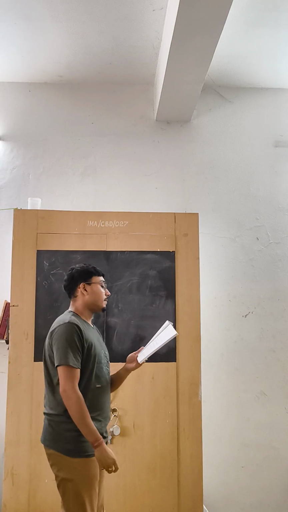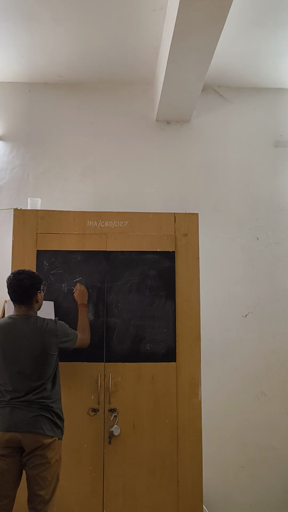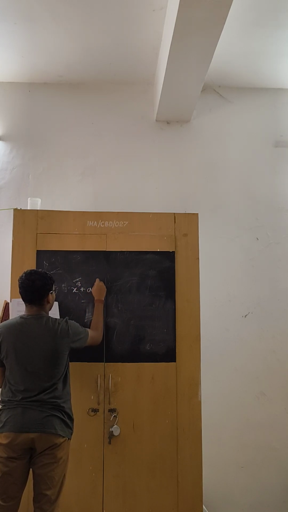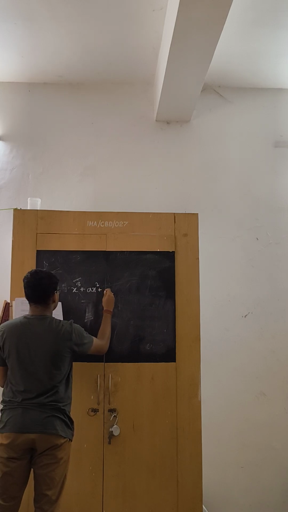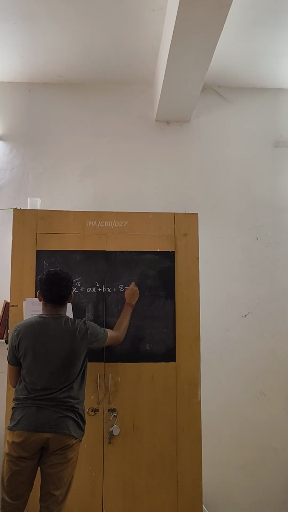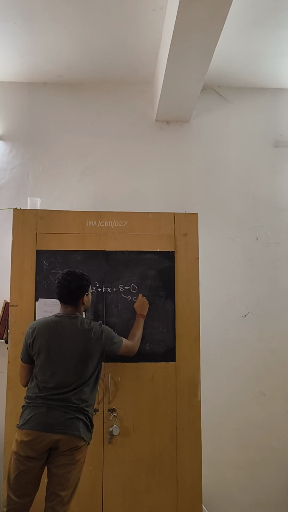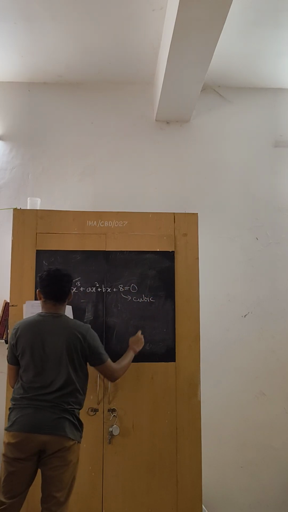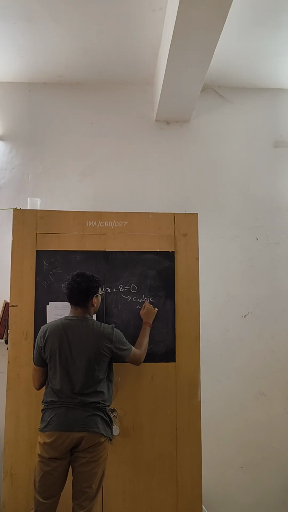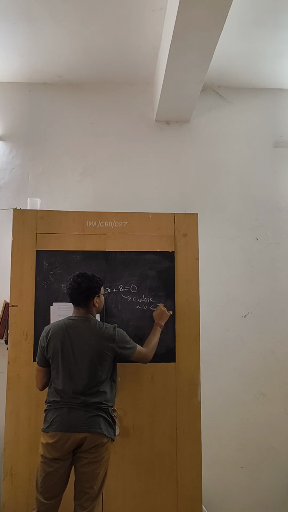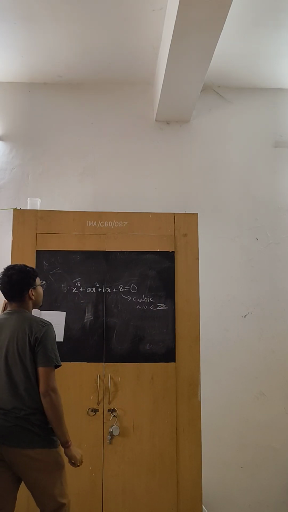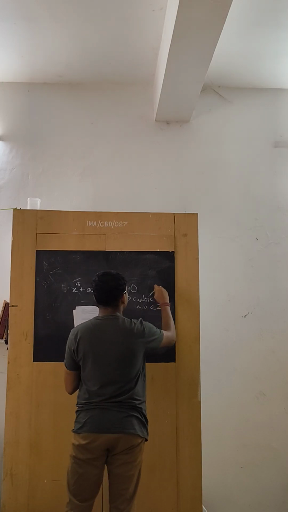Suppose an equation is given. The equation is x cube plus ax square plus bx plus 8 equals 0. This is a cubic equation with integral coefficients. All the coefficients, that is a comma b, are elements of integers. Since it's a cubic equation, it will have three roots.